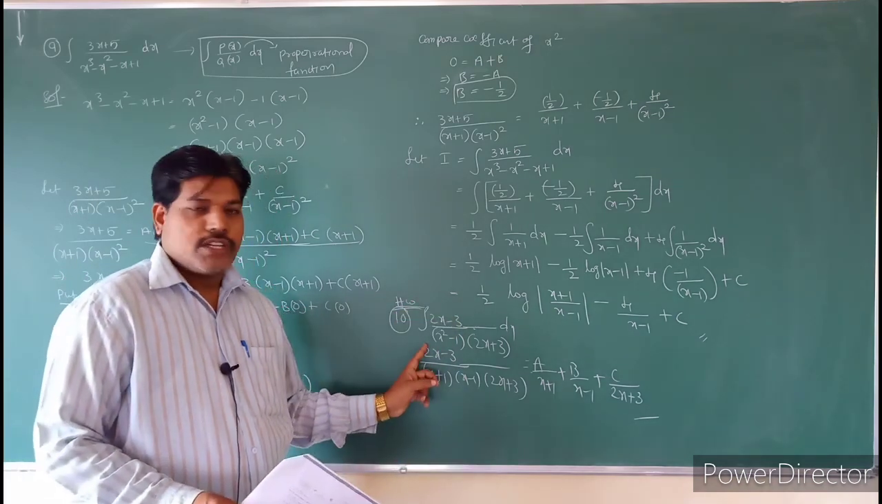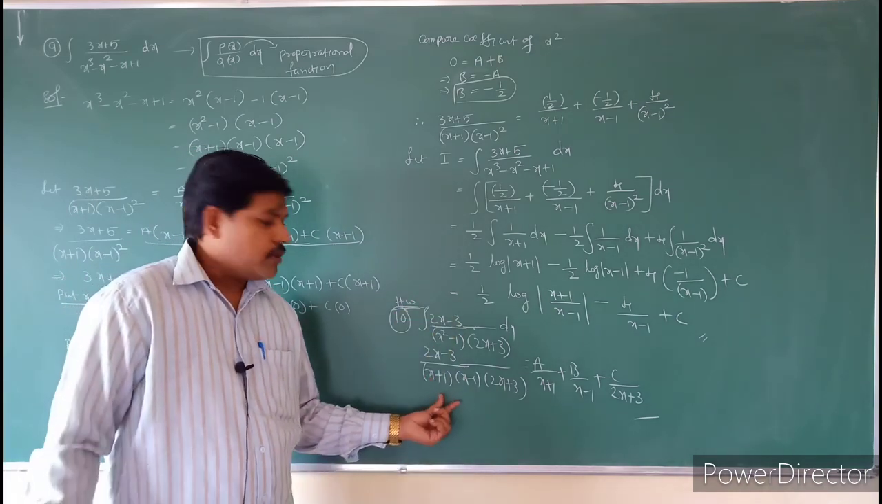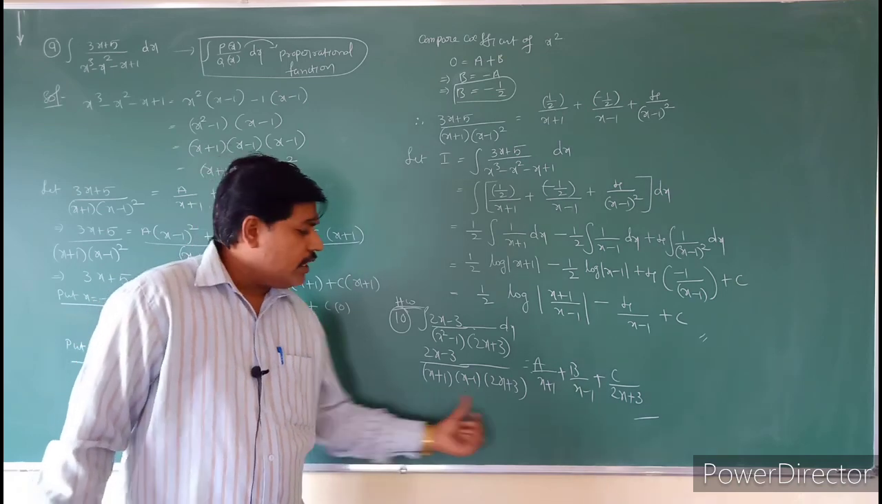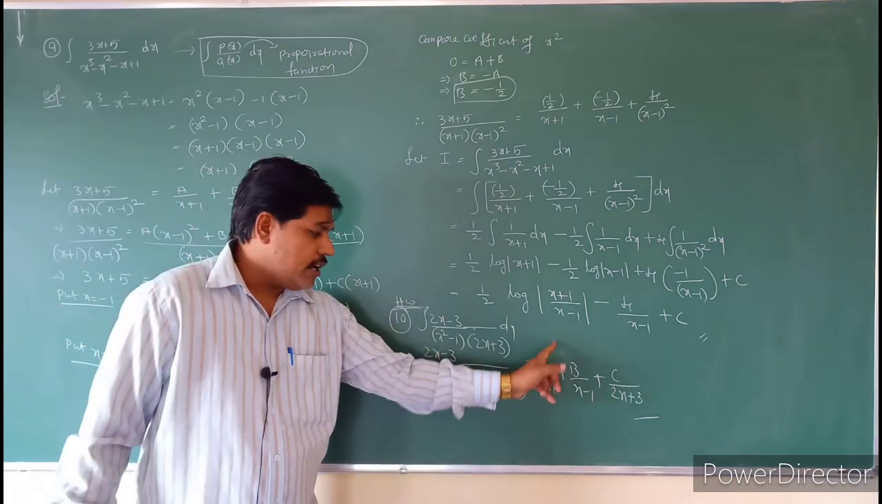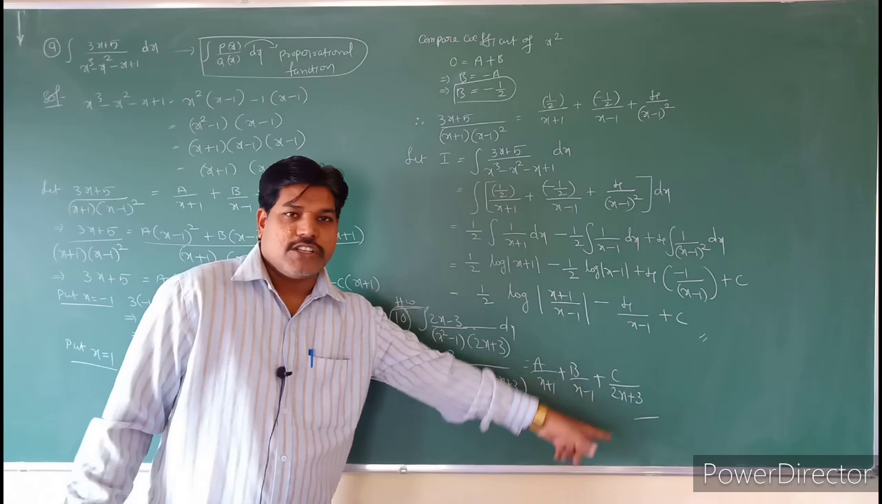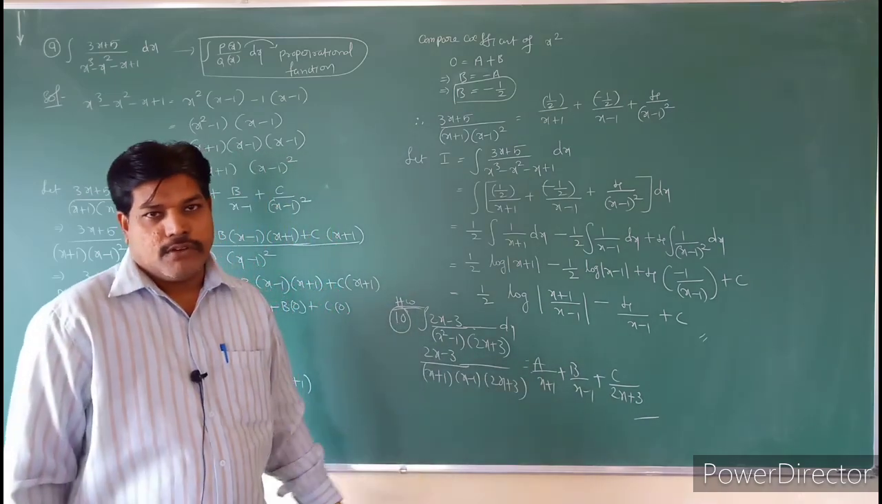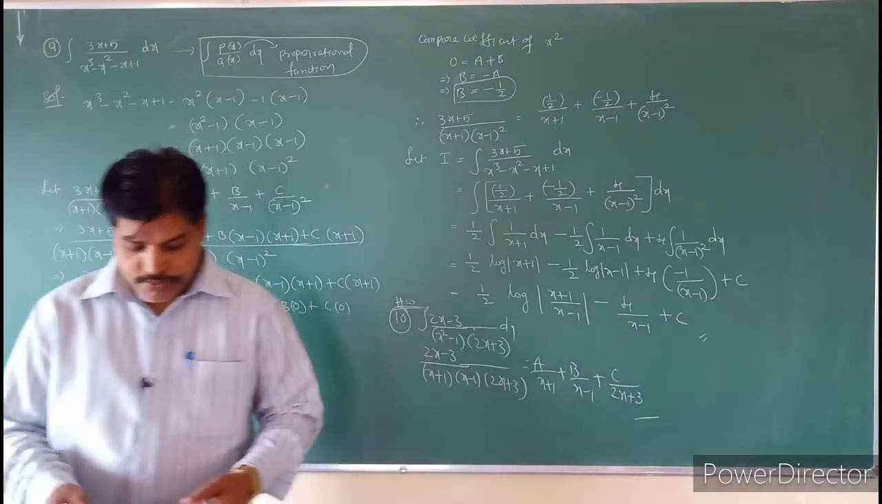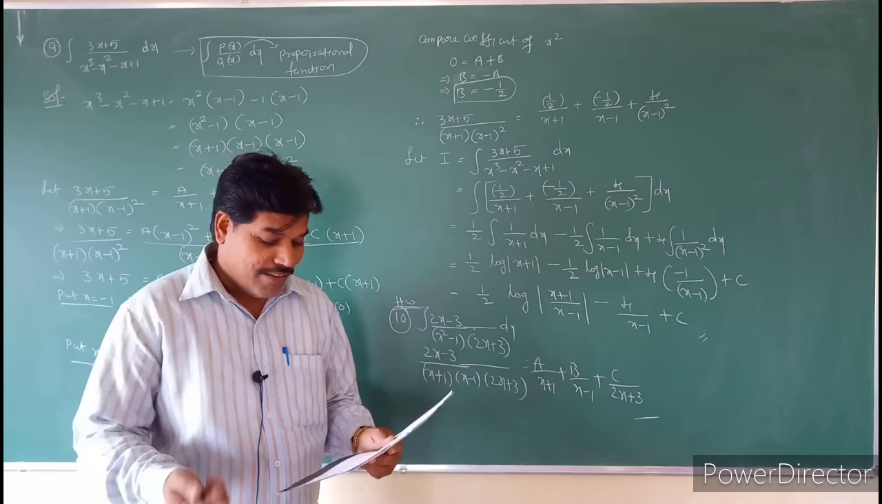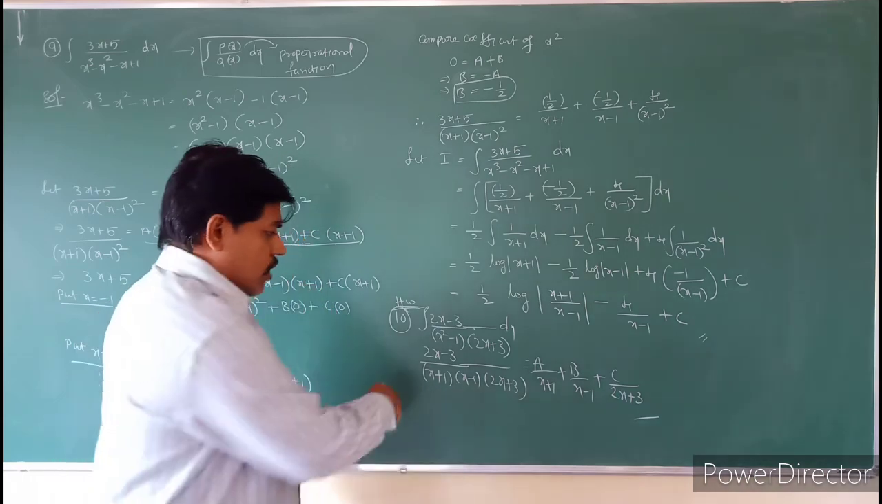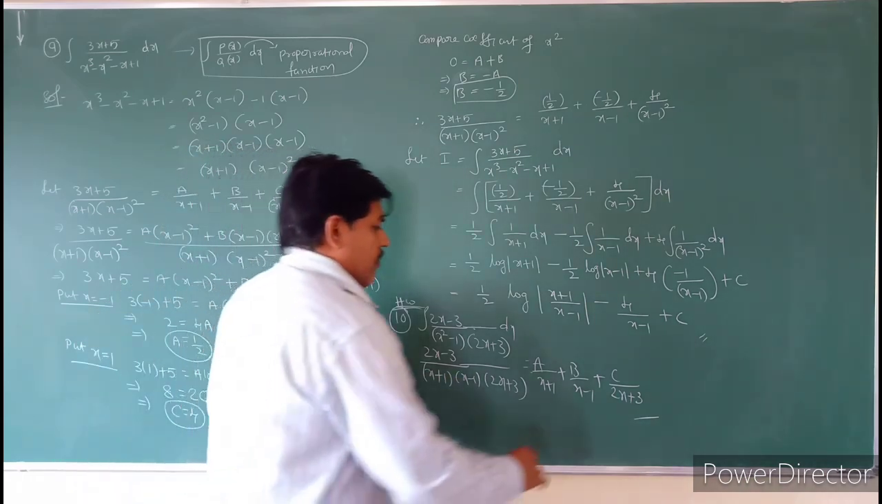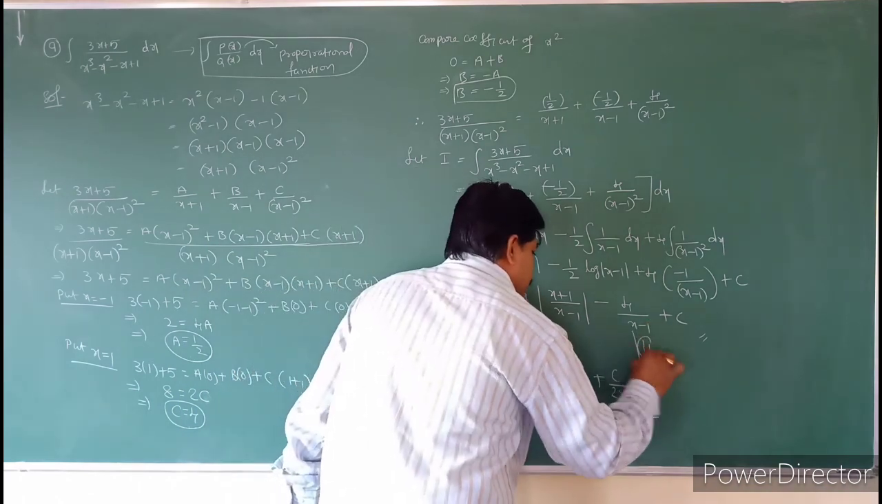Okay, so try this question. X square minus 1 you can write as x plus 1 into x minus 1. So 3 linear terms are there. So you will get a by x plus 1 plus b by x minus 1 plus c by 2x plus 3. Okay, so try this question, students, and try the question number 11 also. What is the question number 11? Same model question, students. See the question number 11 and try that question also.